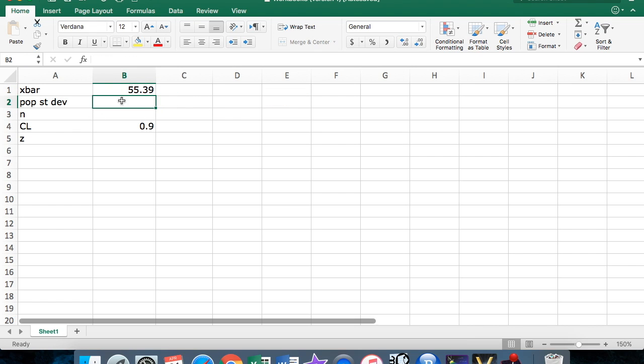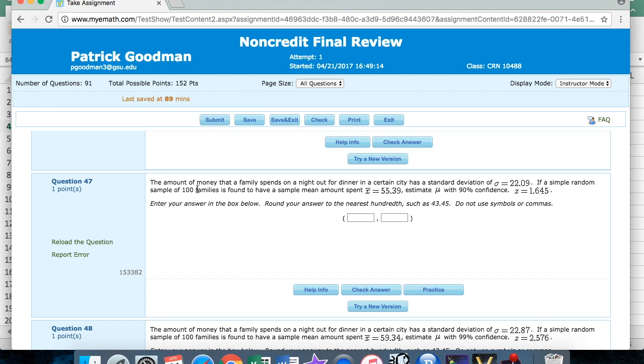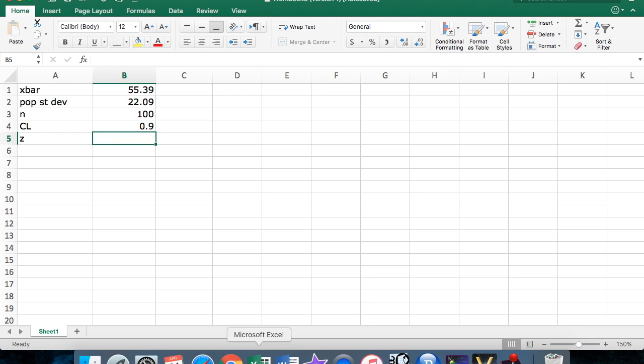Okay. There we go. All right, population standard deviation. It was given to us. It was 22.09. Okay, and then my n was, we were looking at 100 families, right? So that's my n. Now my z they give me is 1.645. All right. So there we go.